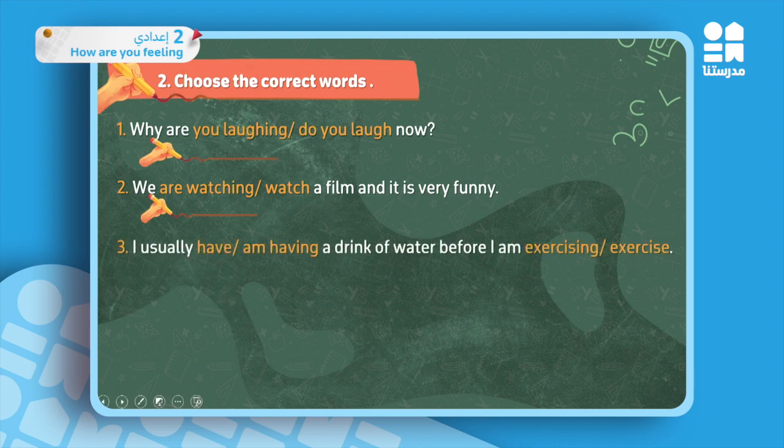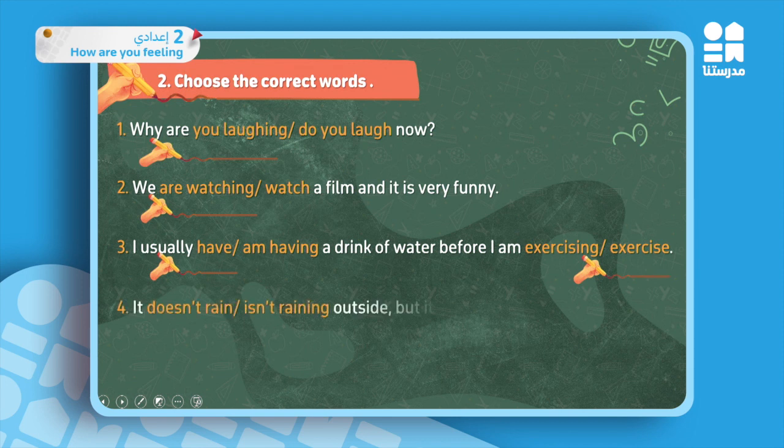Okay, number 3. I usually, circle. We have a keyword. Can you remember what is this keyword for? Which tense? Present simple or present continuous? Exactly, I guess some of you guessed it correctly. It's for the present simple. That's why I only have to choose the infinitive verb because I agrees with an infinitive verb. I usually have a drink of water before I am exercising or exercise. Yes, before I exercise only, okay?